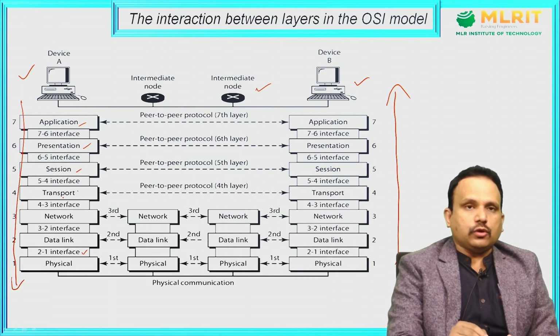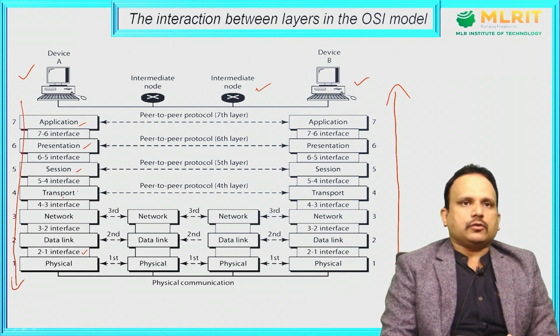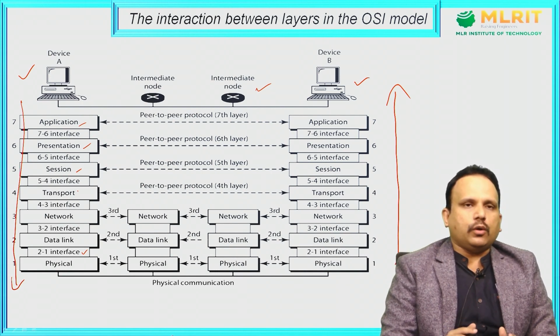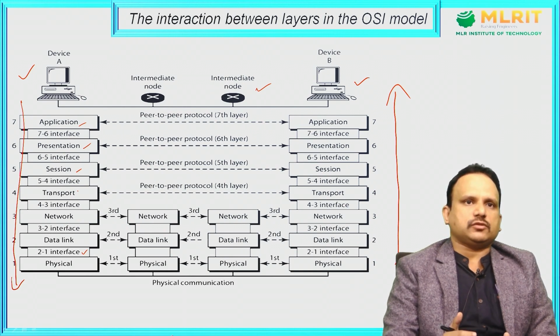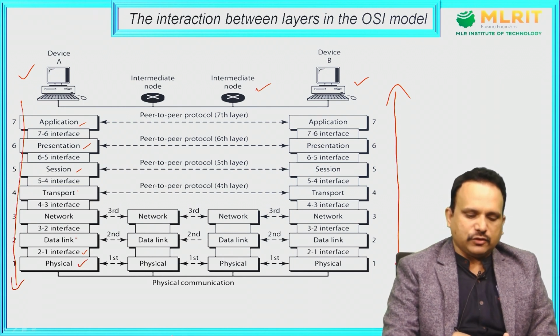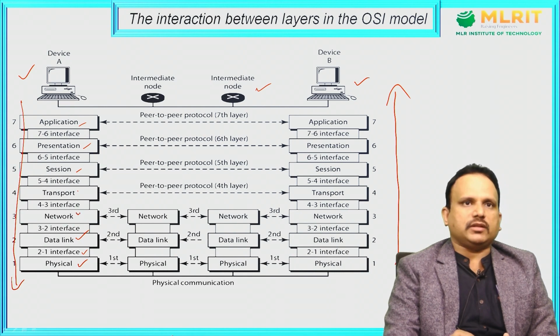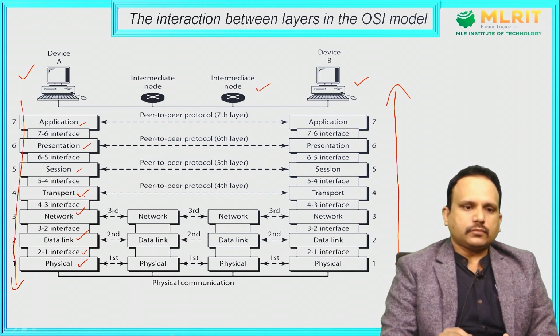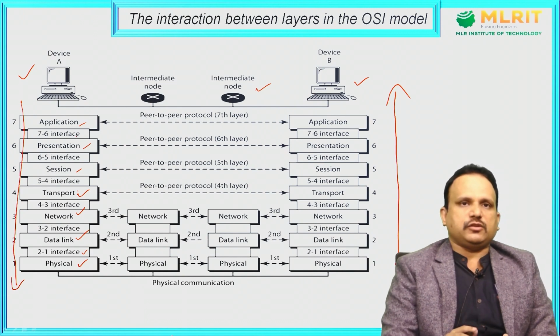Now what is the use of each and every interface? This interface specifies what the lower layers are going to do for the higher layers. That means how the lower layers offer services to their higher layers. For example, how the physical layer provides service to data link, how data link provides service to network, how network provides service to transport, and so on. This is because the interface specifies the services provided by the lower layers to higher layers.